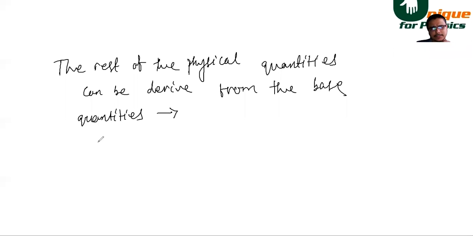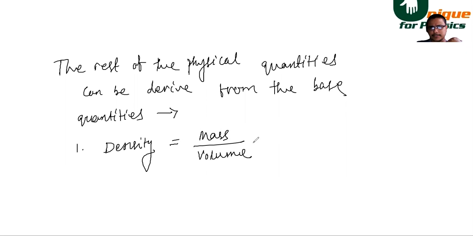Let us try some simple derived quantities. Let us first go for the density of a material. Density is the ratio of mass and volume of the substance, mass divided by volume. Mass we write as kilogram, kg, and volume is in meter cube. So density can be written as kg m^-3. That will be the unit for density.